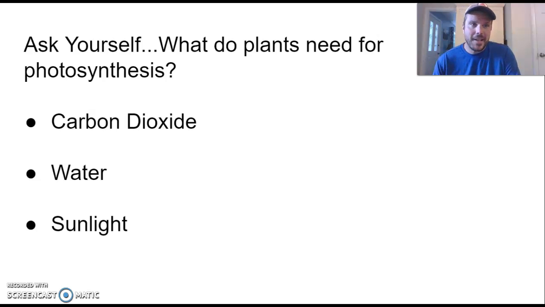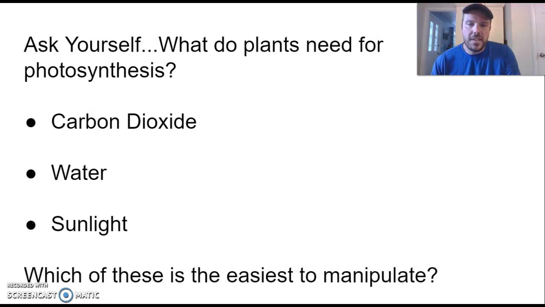Now, I need you to ask yourself, which of these three things is the easiest to manipulate? Because when you're doing an experiment, we could manipulate the amount of carbon dioxide, but that's going to be kind of hard. It's all over in the air, and figuring out how much carbon dioxide we've got is sort of tough because carbon dioxide sensors are kind of notoriously faulty. So carbon dioxide is not going to be the thing that we're going to manipulate.